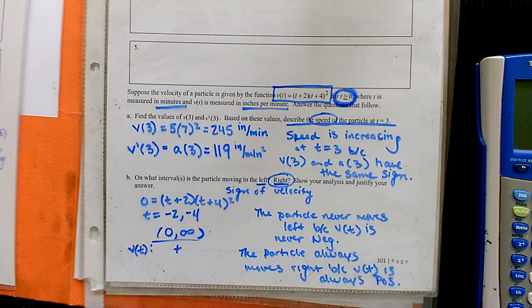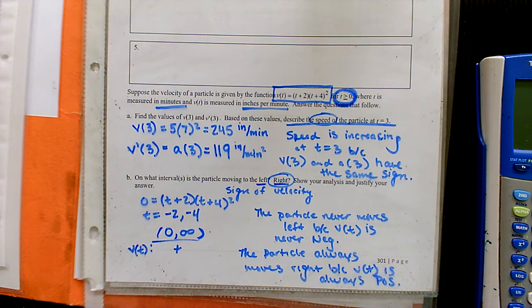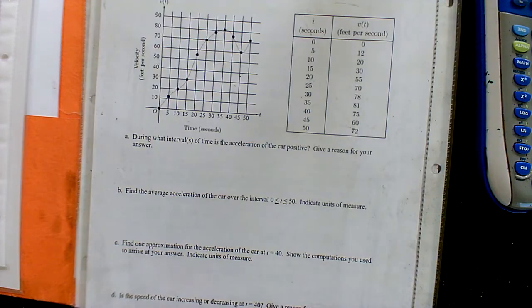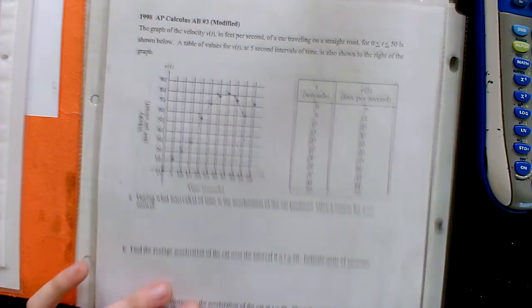All right, so a little bit different. With our sign charts, we're used to having multiple intervals, but now that we're dealing with a particular interval, time greater than 0, time greater than 5, whatever it might be, we have to take that into consideration for our intervals themselves. All right, so far so good. I like it. Let's try a previous AP free response example, where they're giving us a graph and a table to analyze.